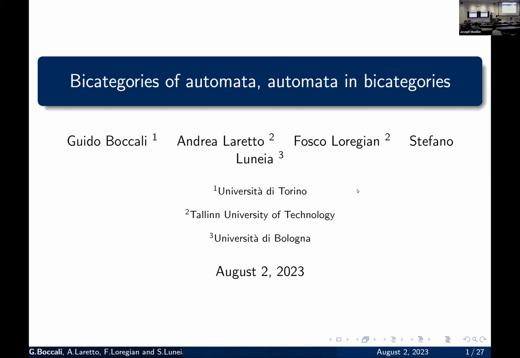It's going to be Guido Boccali. Hopefully I'm spelling that right. Bicategories of Automata and Automata in Bicategories. Stage is yours. Okay, thank you.